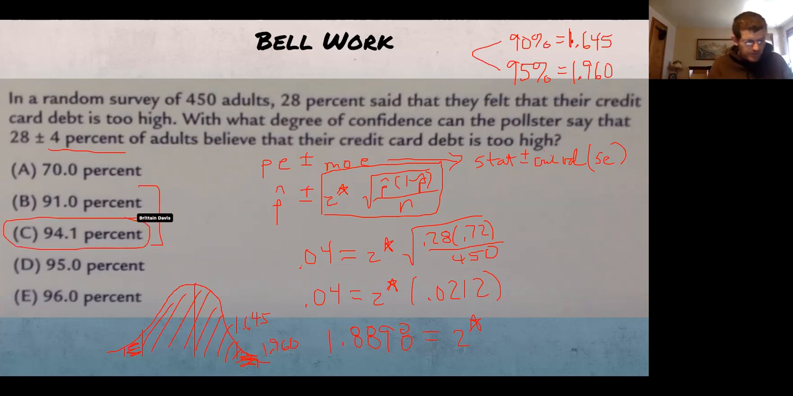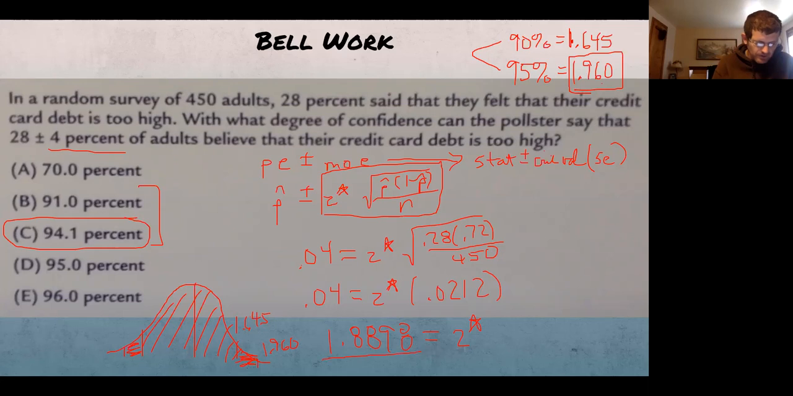Now, at this point, you probably have enough understanding. Like if you're able to get it this far, then you're probably good enough to say, well, 1.8898 is pretty close to 1.96. So it's going to be a lot closer to 95% than it is to 90. So that's why you might just deduce that it's got to be 94.1. But the other thing that we can do, remember, we want to capture whatever data is between 1.8898 and negative 1.8898.